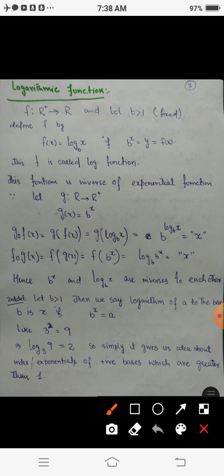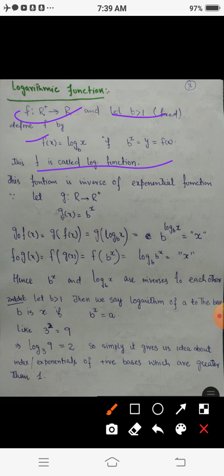So if we consider a function f from R+ to R, where R+ is the set of positive real numbers, and let b be greater than 1, a fixed positive number, then we define f(x) equals log of x with base b, if b raised to the power f(x) equals x. This function is called the logarithmic or log function. Actually, this function is the inverse of the exponential function.